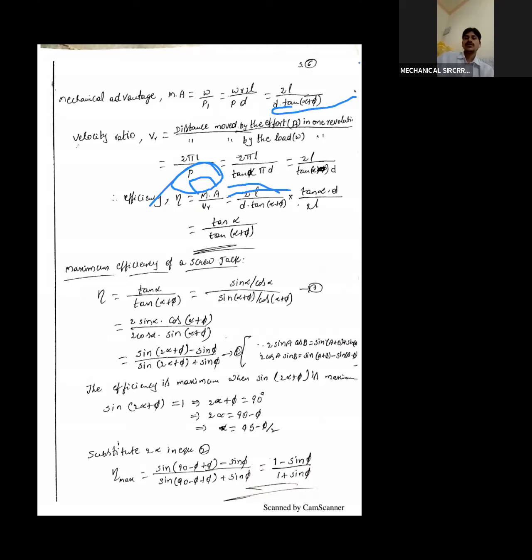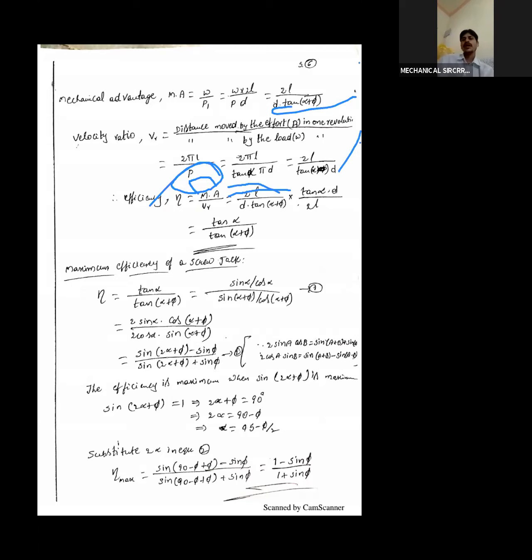The similar terms in numerator and denominator, the pi, are cancelling here, and the remaining term is 2L by tan alpha d. So that is the velocity ratio. Now, mechanical advantage and velocity ratios.